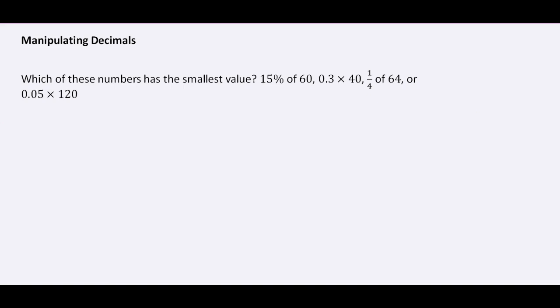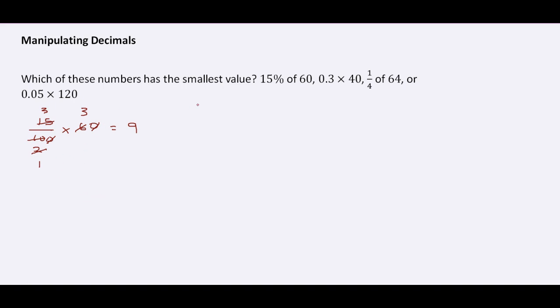Which of these numbers has the smallest value? 15% of 60, 15 over 100 times 60. We cross out the zeros. We divide this by 5, we have 2. We divide this by 5, we have 3. Divide this by 2, 1. Divide this by 2, we have 3. So this is equal to 9.